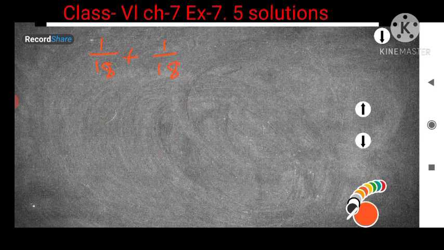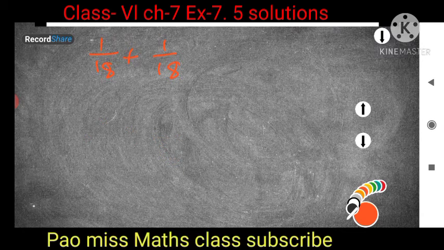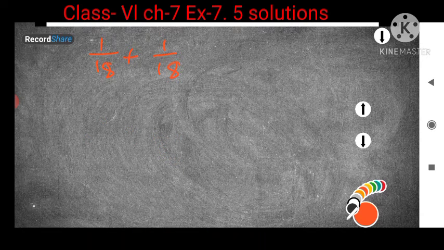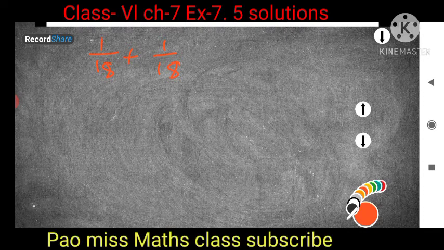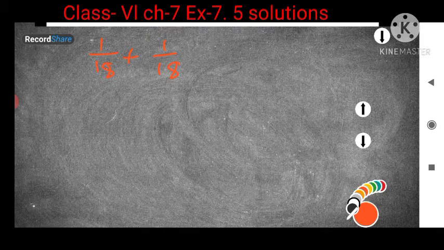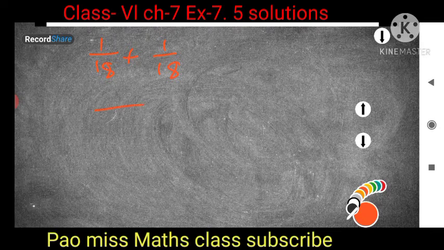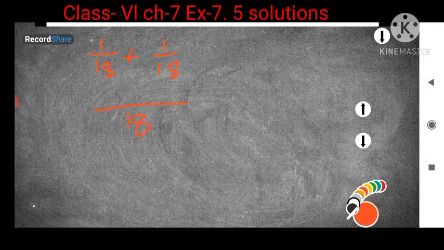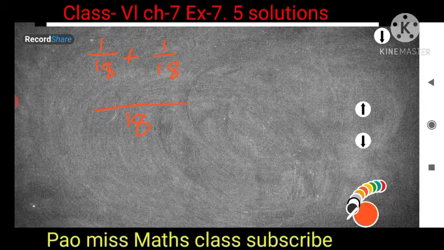If their denominators are the same, then they are like fractions, isn't it? If they are like fractions, then addition is very simple. So how will you add? The denominator will be the same, because the total number of parts is 18. So the denominator will be 18 and the numerators will be added like this.